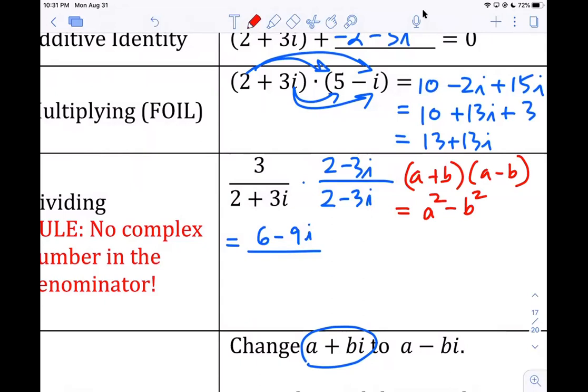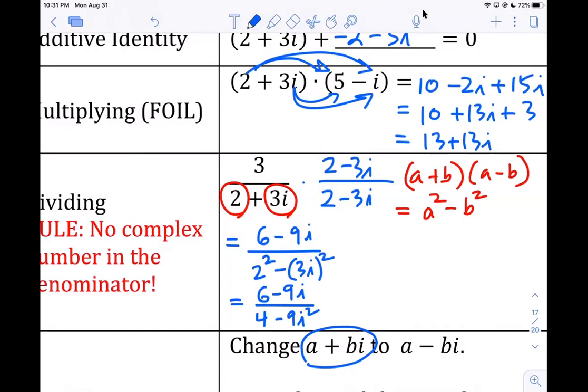So then how do we apply that? Well, think of 2 as a, think of 3i as b. So then if we multiply that together, we get a squared minus b squared. All right, so let's simplify that. 6 minus 9i in the numerator, and then in the denominator, that is 4 minus (3i) squared. Okay, so that's much simpler than you trying to FOIL again.